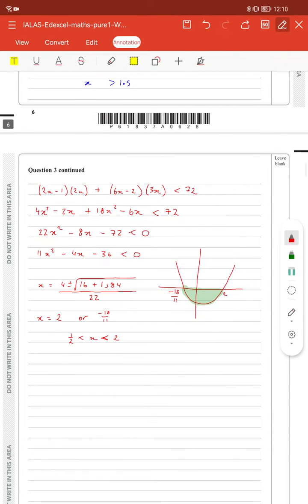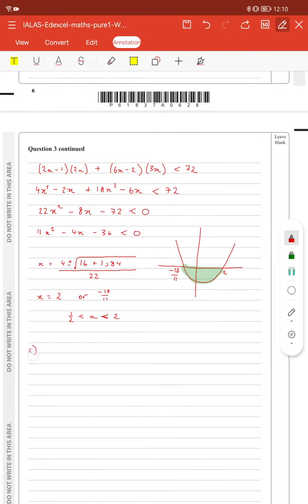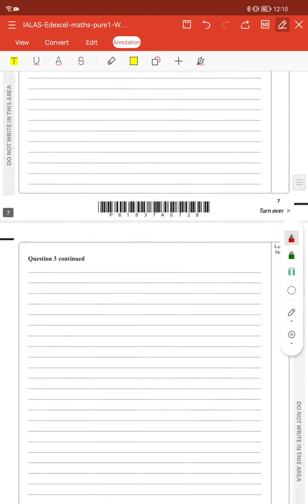And hence find the possible range. Well, including the first range, it said it had to be bigger than 1.5. So it'd be between 1.5 and 2.